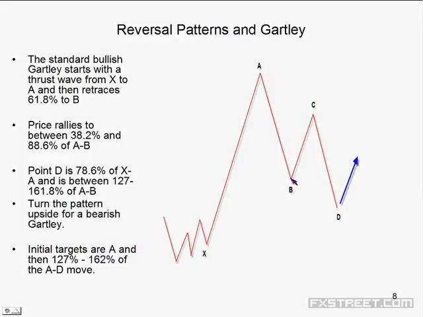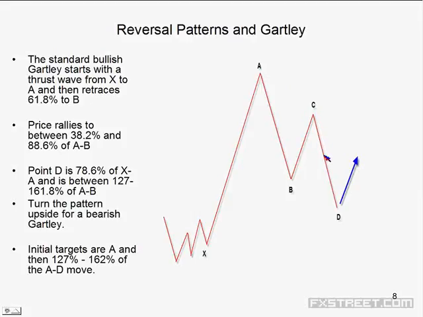Price then pops back up, rallies back up, and the rally fails somewhere between 38.2 and 88.6. So quite where that one fails is not prescribed closely, but the fact is it needs to fail at some point before getting above point A. Okay. Then on down it comes.